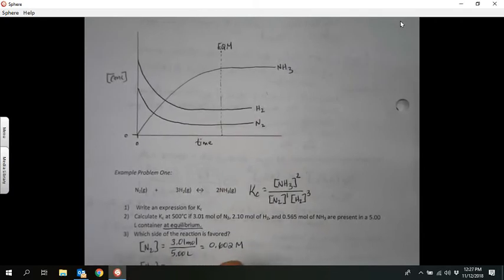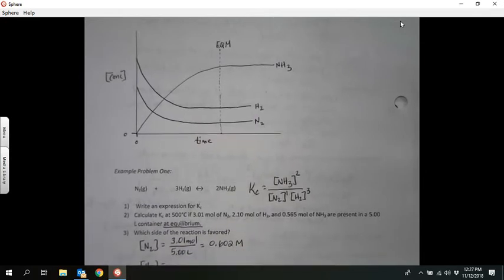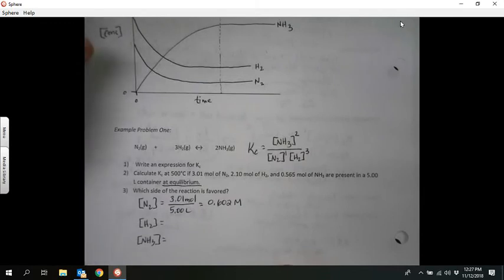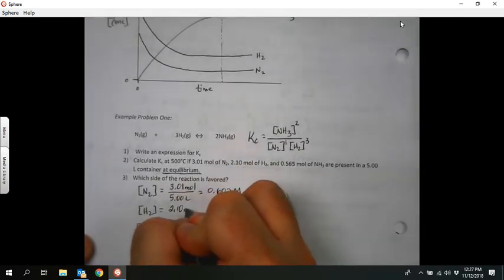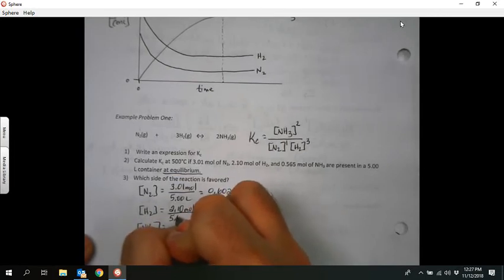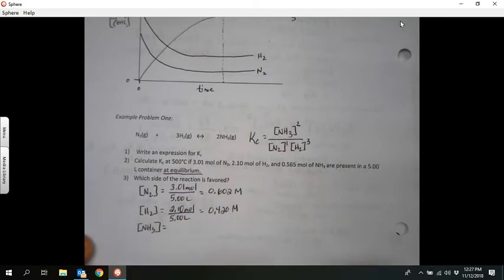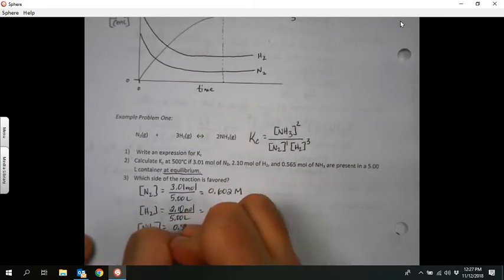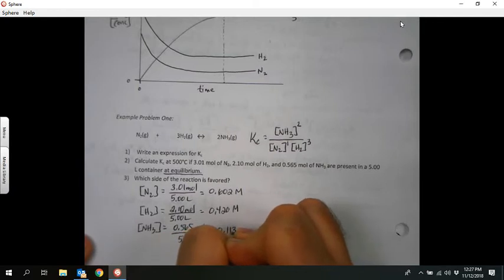If you'd like to pause the video, calculate them, and check them, now would be the time to do that. So there's our first one. Let's look at the other two. So 0.420 molar for H2, and then for NH3, here's our equation, and we get 0.113 molar.